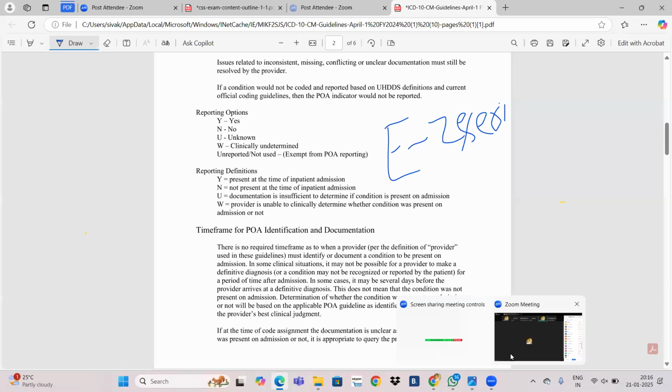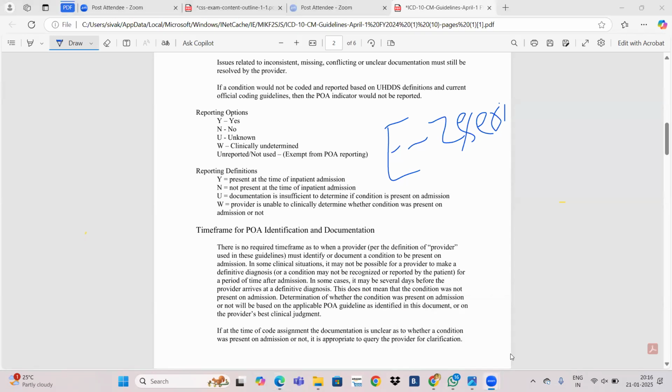After admitting, the patient was admitted with fever. After admitting, they treated the fever with antibiotics.